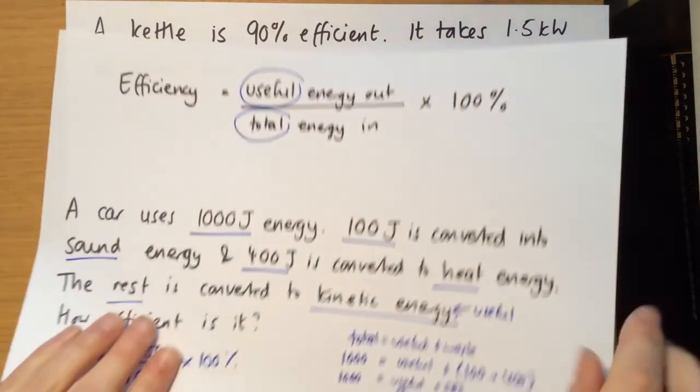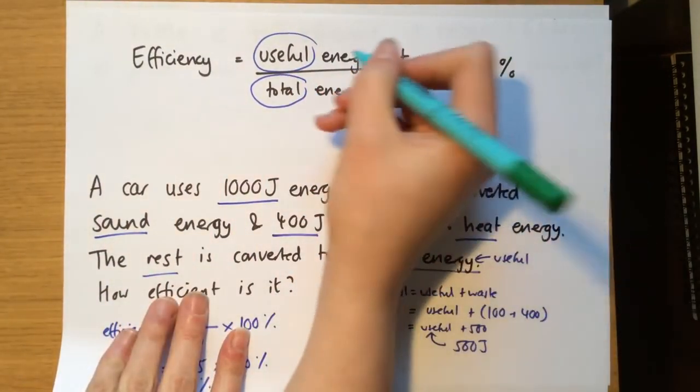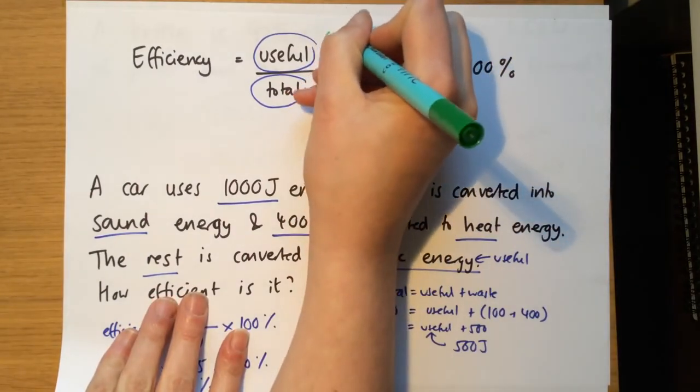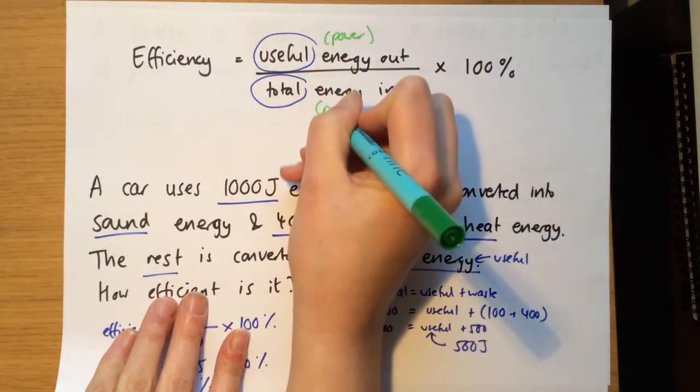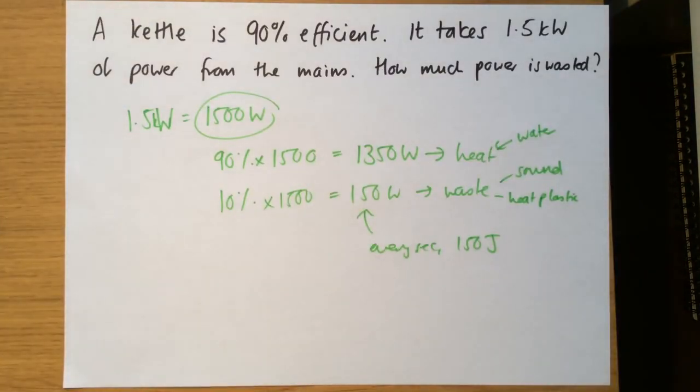The big thing to remember is it's useful energy out divided by the total energy in. Now you can, if you want to, as we've just done, instead of writing energy, use power instead. So if you get given power values, you can use those as well. And one way that we look at efficiency more graphically is through Sankey diagrams, which we'll look at in the next video. So have a watch of that if you need it.